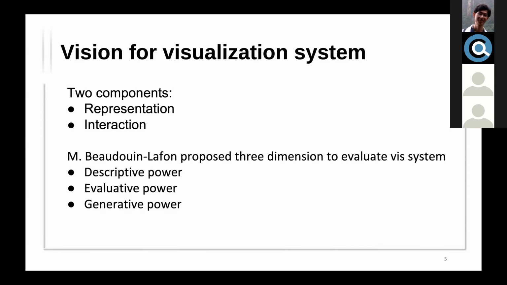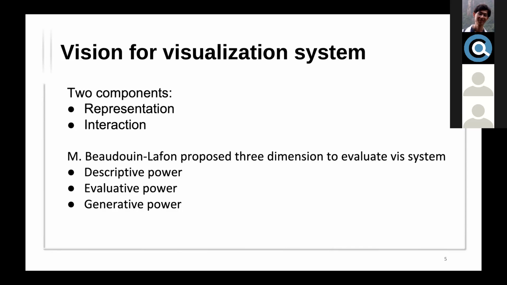And they also mentioned another researcher's idea to evaluate a visualization system, which contains three dimensions. One is descriptive power, which means the ability to describe a significant range of existing interfaces. The evaluative power means the ability to help evaluate some alternatives. And the generative power means the ability to create new designs.